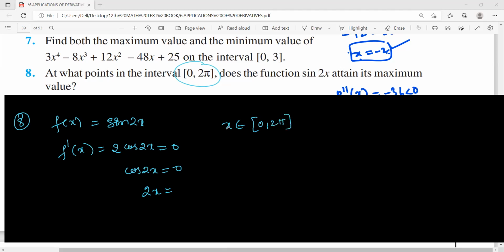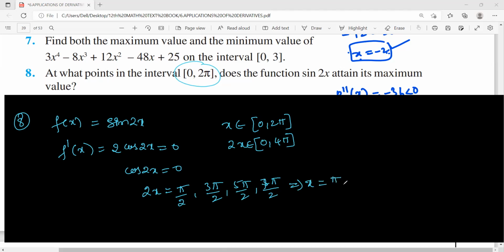What you want is 2x belongs to what? Pi by 2, and 3 pi by 2, and 5 pi by 2, and 7 pi by 2. Odd multiples of pi by 2. So x I want. What is x? X equal to pi by 4 and 3 pi by 4 and 5 pi by 4 and 7 pi by 4. Understand? 8 pi by 4 is 2 pi, till 2 pi. These are the 4 points.